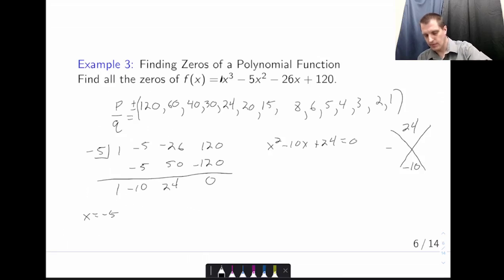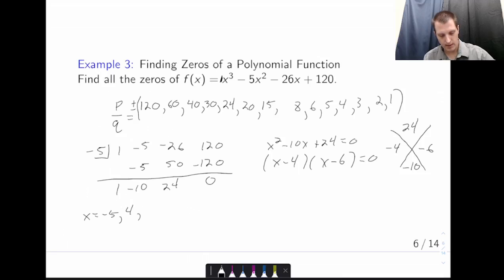Negative 4 times negative 6 gives us a positive 24. And it also adds to be a negative 10. So this can become an x minus 4 times an x minus 6 equals 0. So we get negative 5 as well as a positive 4 and a positive 6 if we set those all equal to 0. Do it. I'm not going to. You can. Pause. Try it. I dare you. Moving on.